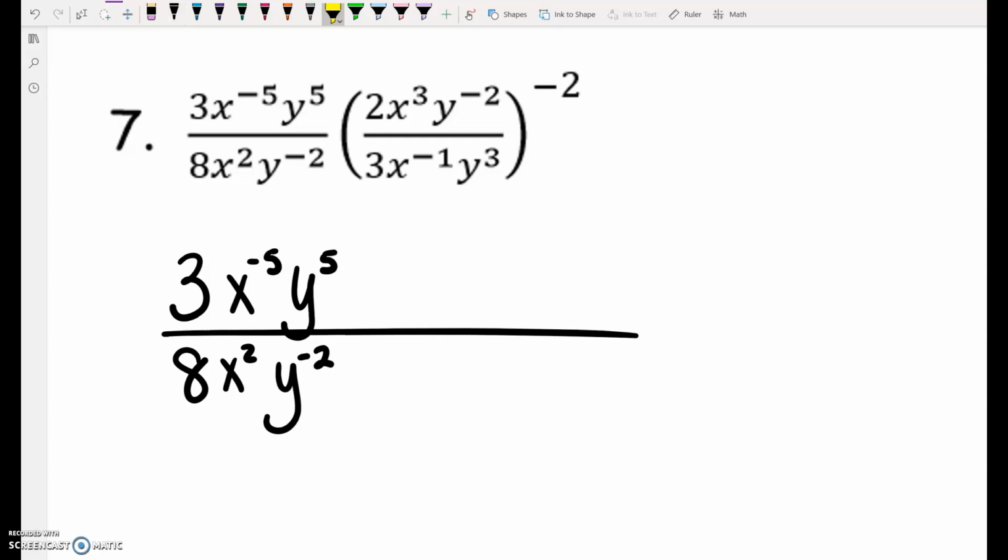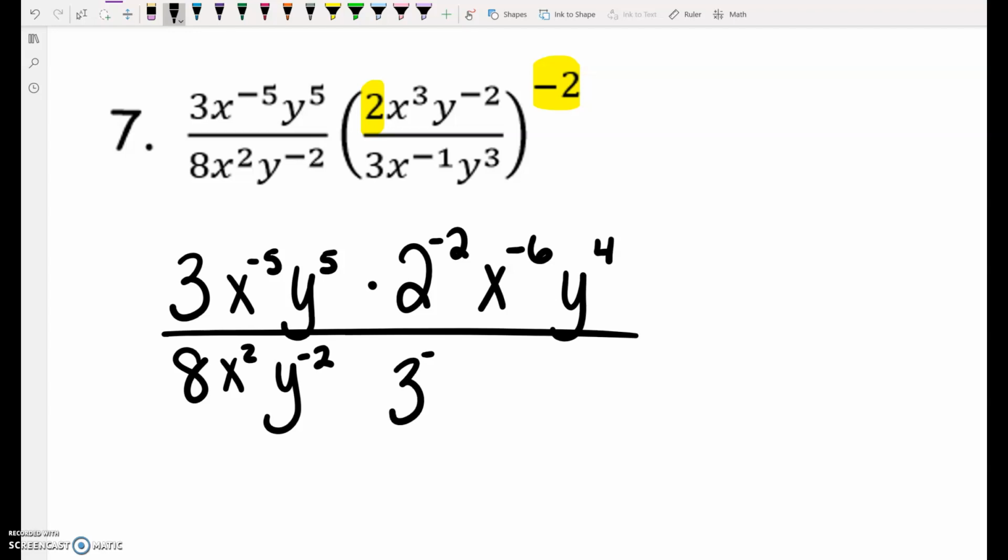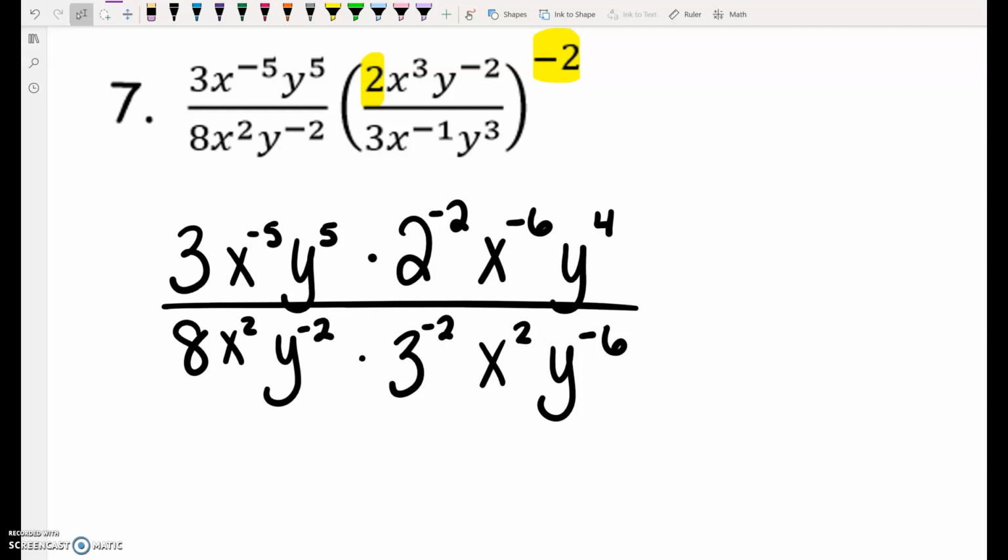Okay, on the top, this 2 has to also be raised to the negative 2. So we would have 2 to the negative 2, x to the negative 6th, y to the positive 4, 3 to the negative 2, x to the positive 2, y to the negative 6. Normally I would say leave your negative exponents until the very end, but this is one case where you need to do something about that.